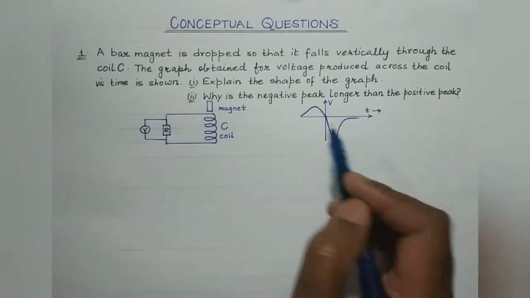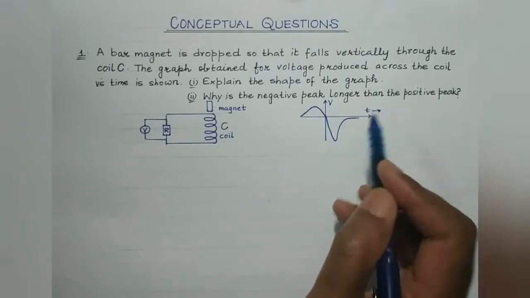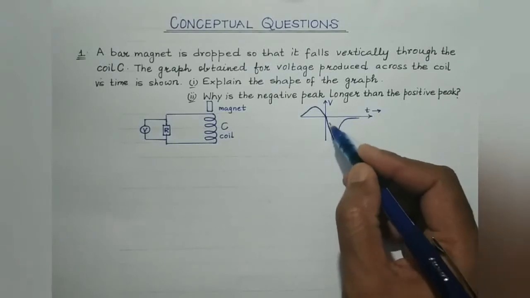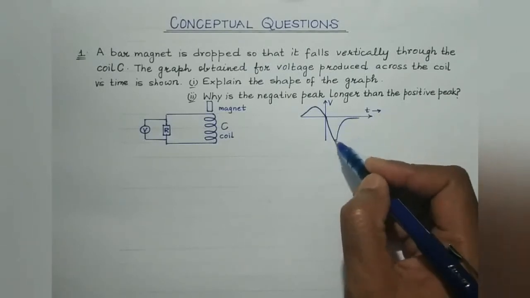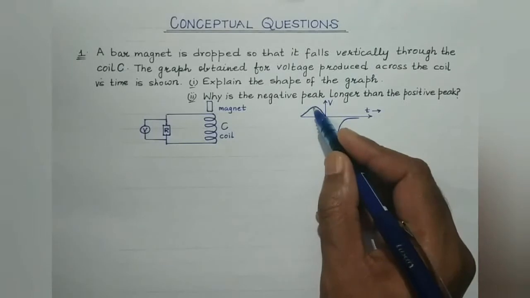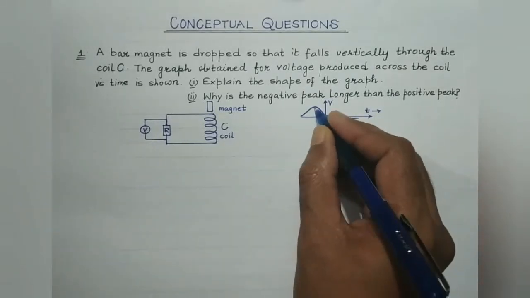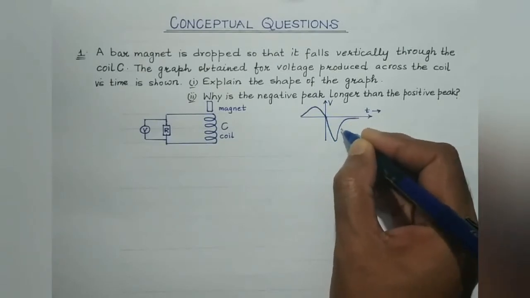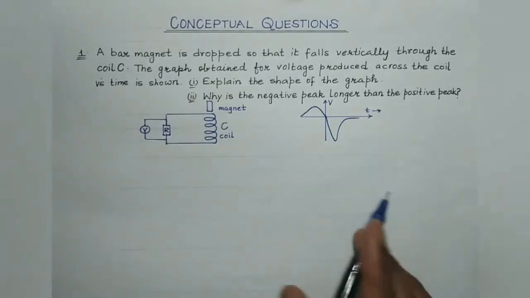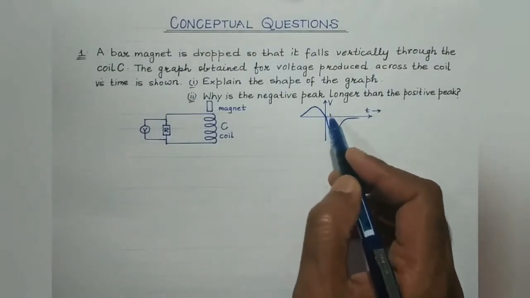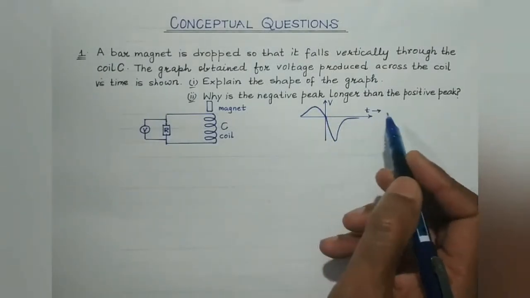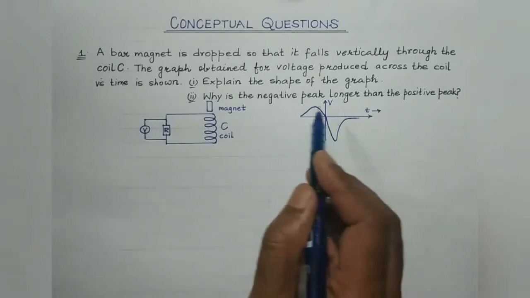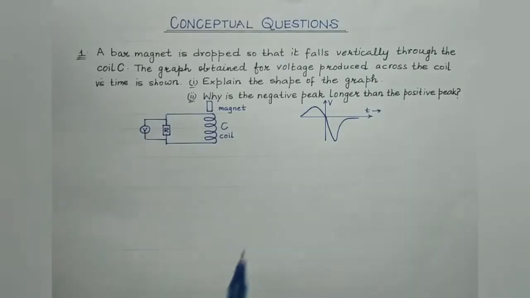Now we are supposed to explain the shape of this graph, and also justify why this negative peak is longer than the positive peak. This is the positive peak, and this one is the negative peak. The negative peak is much longer than the positive peak. So first, we need to explain the shape of this graph, and secondly, we need to discuss why this negative peak is longer than the positive peak, right?